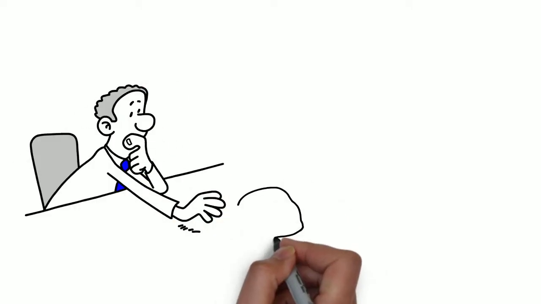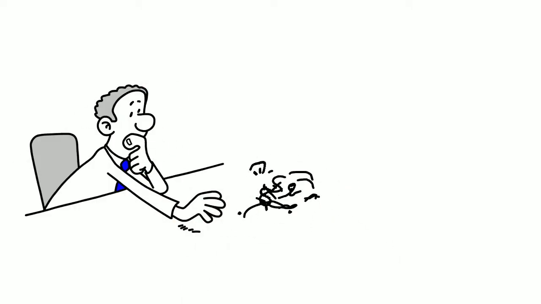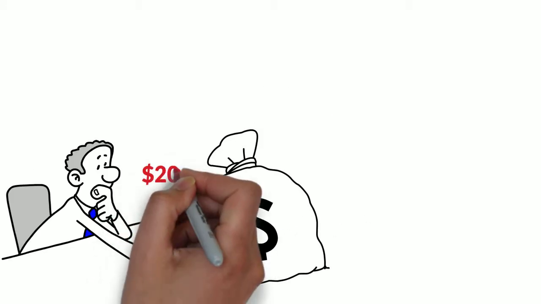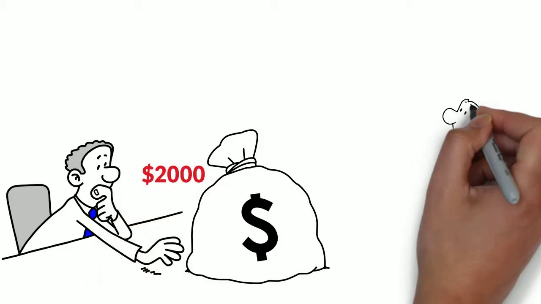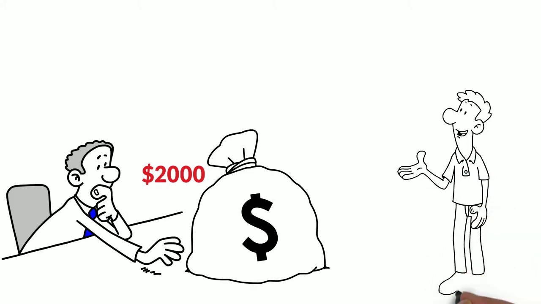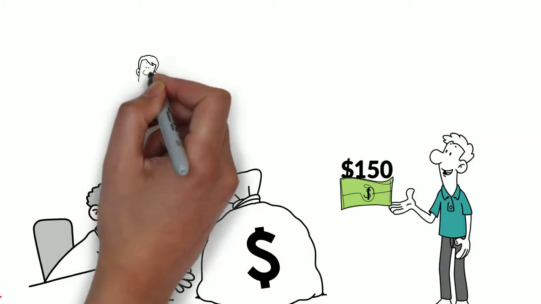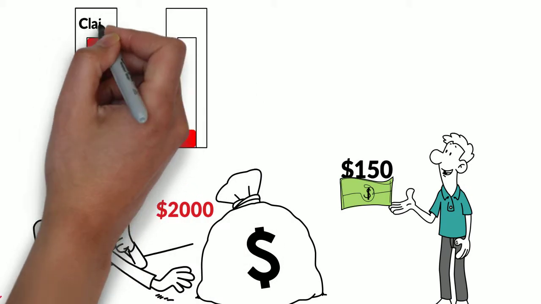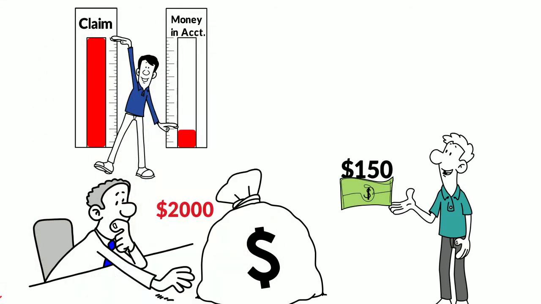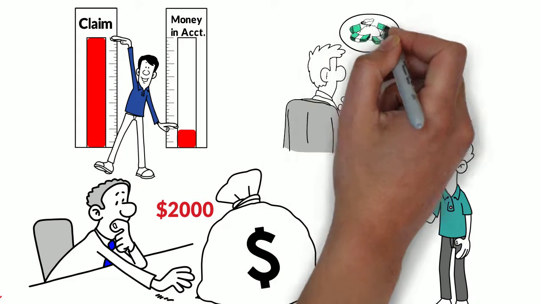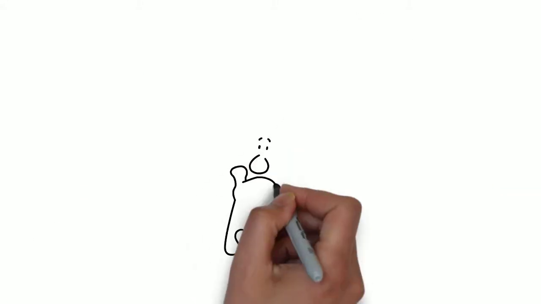I know what you're going to say. What if the claim is more money than I have in the account? Let's say it's $2,000 for the sake of argument. Well, remember that $150 fee. I told you one of the things it paid for is insurance. So if the claim exceeds the money in your account, we pay the difference. You never have any additional risk.